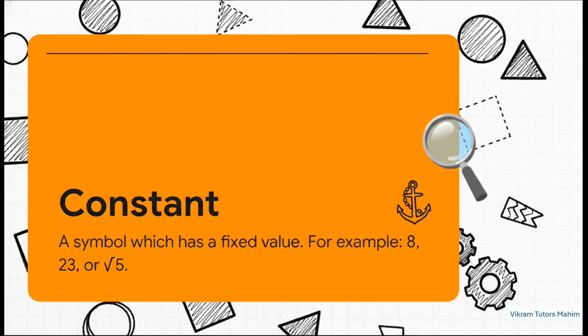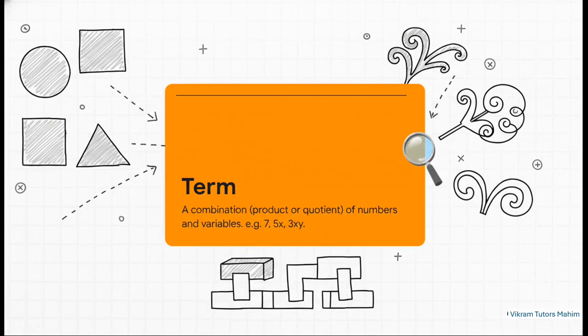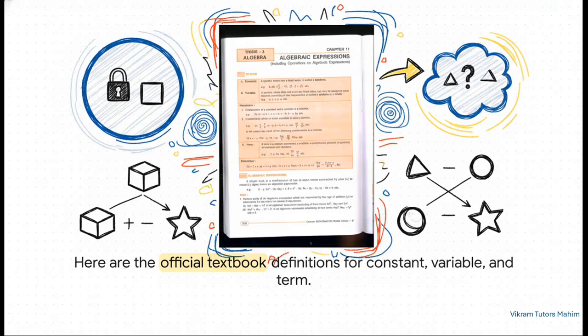First, let's talk about constants. These are just numbers that never ever change. Then you've got variables. Think of them as placeholders for numbers that can change. Now mix constants and variables together, and you get a term. These are our main building blocks. And here's how you'll see these laid out in your textbook. It's the foundation for everything.